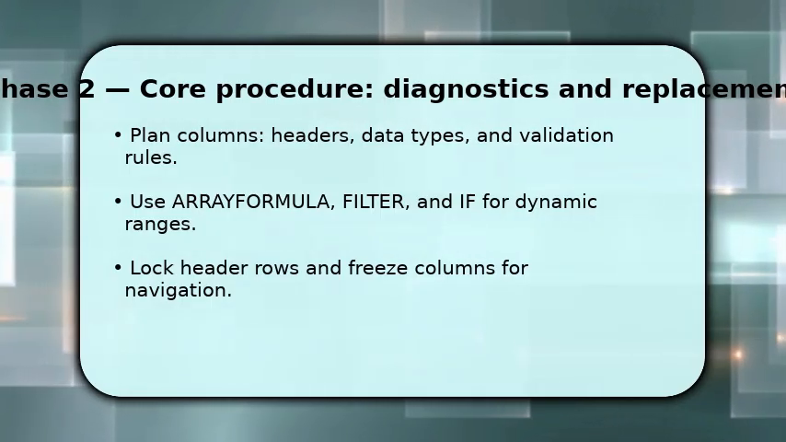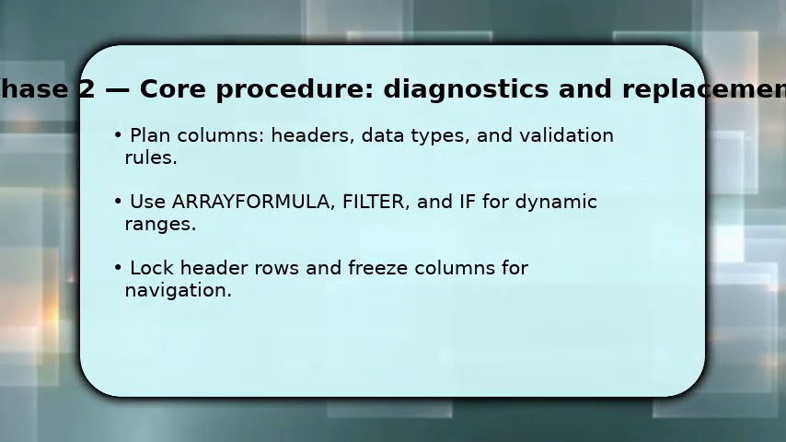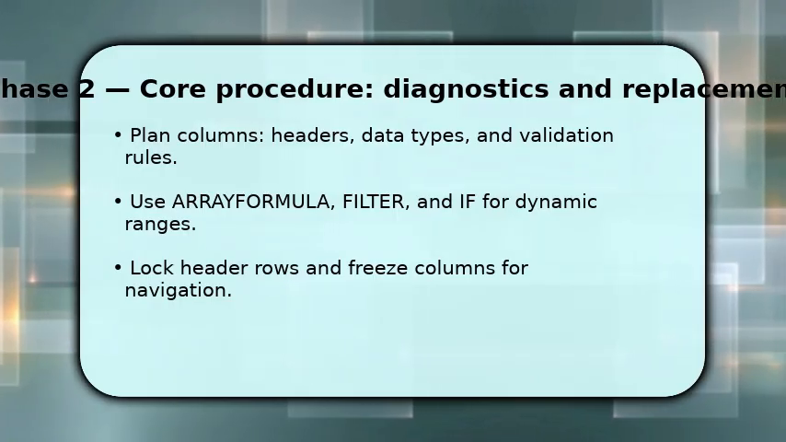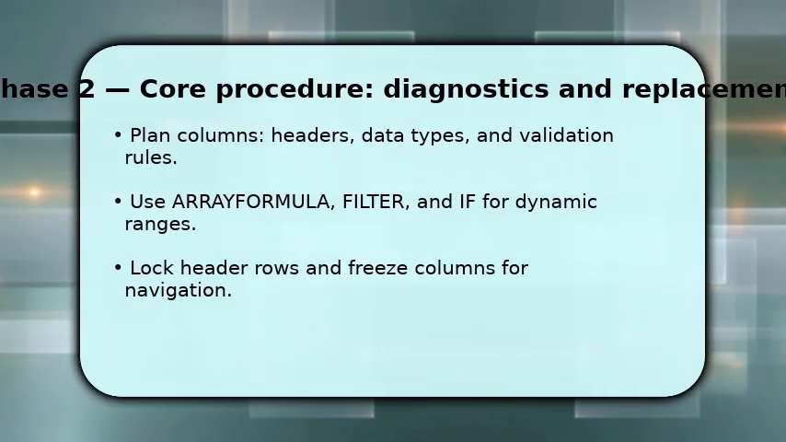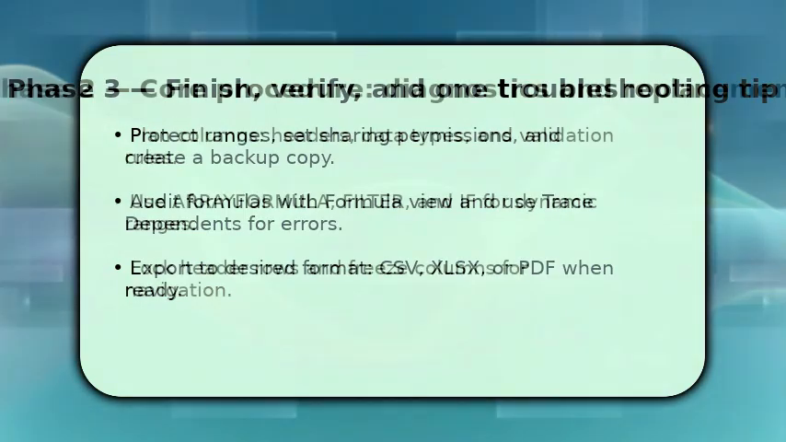Once done, freeze header rows and key columns so you always see them. You should also apply conditional formatting to highlight outliers and use named range. To finish, protect critical ranges and configure sharing permissions so collaborators can edit only what you allow.